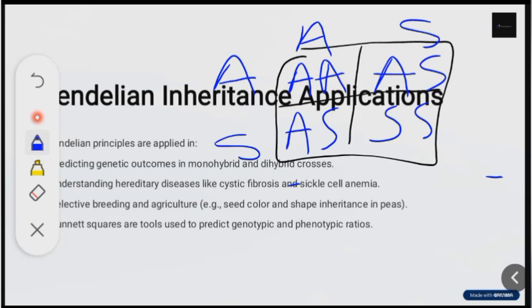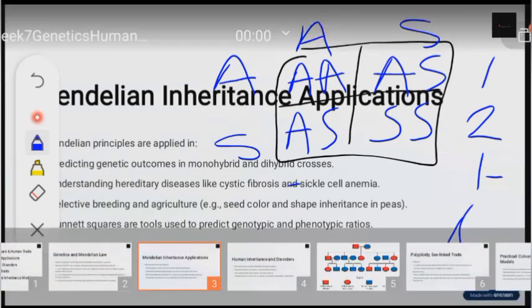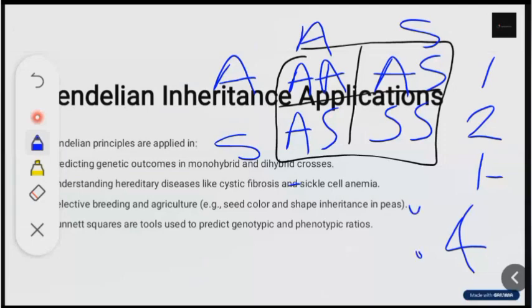All right. So taking the phenotype, you have normal A. AA is 1, AS is 2, then SS is 1. So total is 4. Chances of you having a capital AA is 1 is to 4. Chances of you having AS, that is a carrier, is 2 is to 4. Chances of someone manifesting the disease is still 1 is to 4.